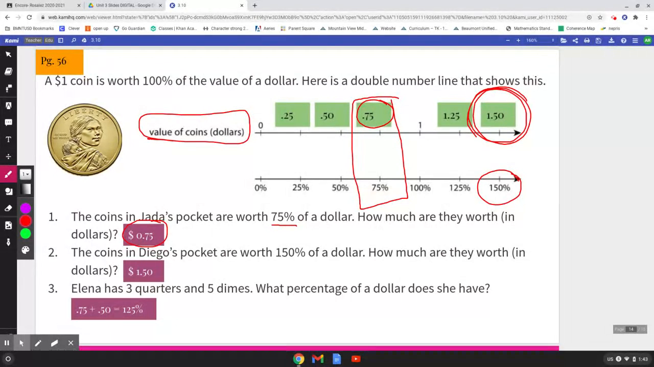And that's $1.50. It says Elena has 3 quarters and 5 dimes. Well, quarters are worth 3, so 25 plus 25 plus 25 makes your 75 cents. Dimes are worth 10 cents, so 10, 20, 30, 40, 50 cents would be right there. And then you add them. That tells me we're looking for a percentage. So your percentage is adding them. 75 plus 50 is 125, and then you add your percent.